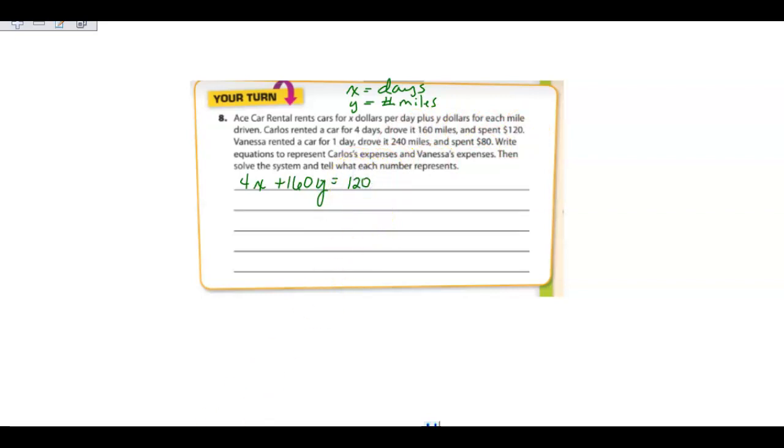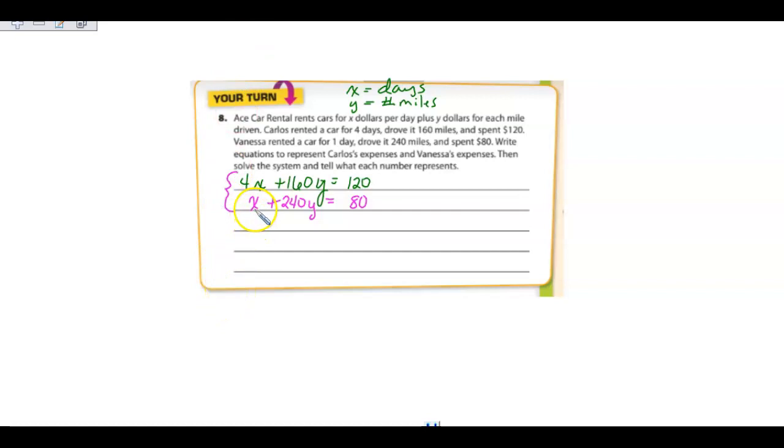So there's Carlos. Then we have Vanessa. She rented the car for 1 day, drove it 240 miles, and spent a total of $80. So x plus 240y equals 80. There's our two equations. So there's our system. And now let's solve.